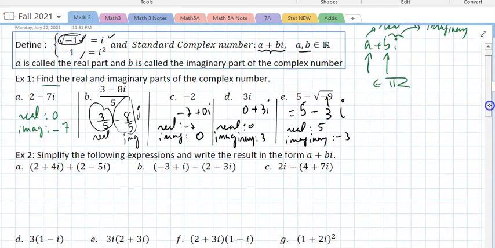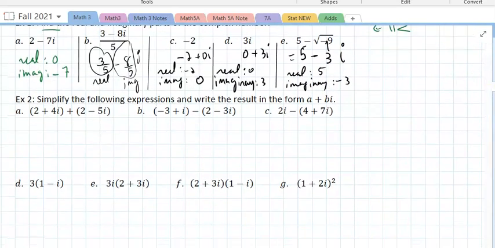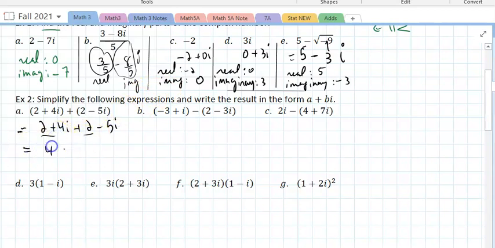So what are we going to do with those? It's fairly simple. We're going to just apply algebra to those, how to add, subtract, multiply, or divide. Well, if we add them, you treat i in any kind of calculation like a variable, like an x. So you could think of this as saying 2 plus 4x plus 2 minus 5x. Same as any other operation. 2 plus 2 is 4. 4i minus 5i is -i.